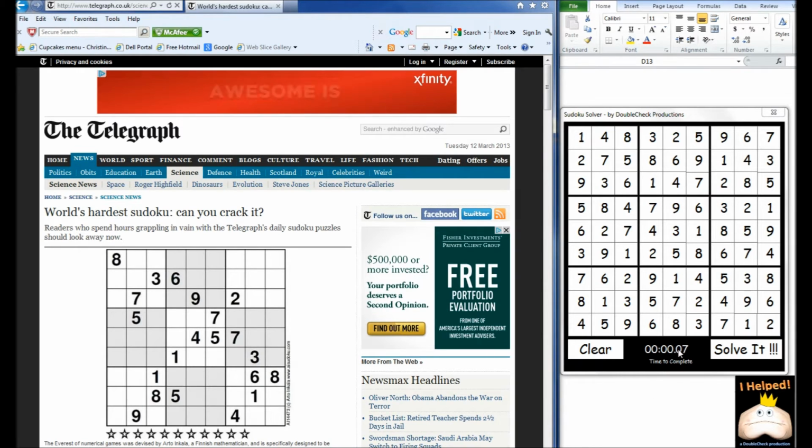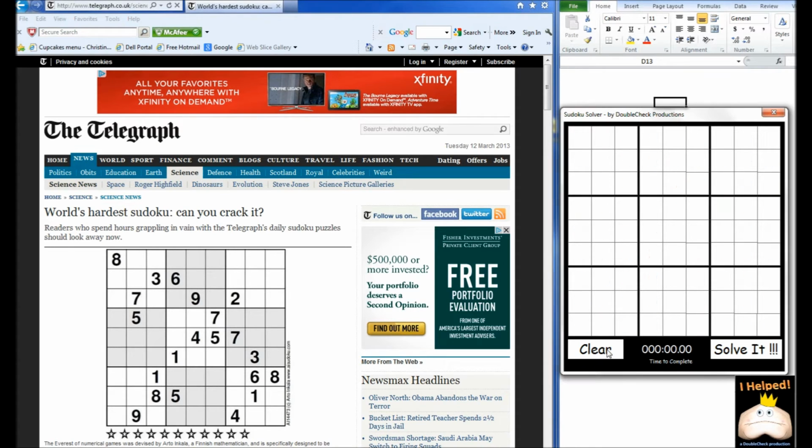And again, I want you to pay attention to the timer over here. But first, I'm going to clear it. There we go. We've cleared our entries. And what I'm going to do is enter these numbers in, and we're going to see how it comes out. And this one is rated 11 out of 5. All righty. Let's see how we do.